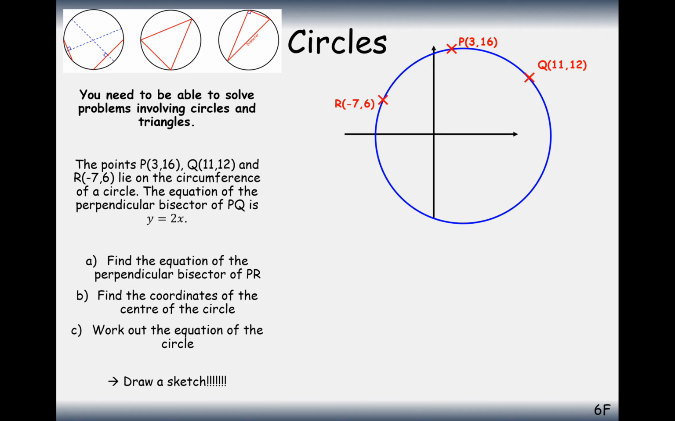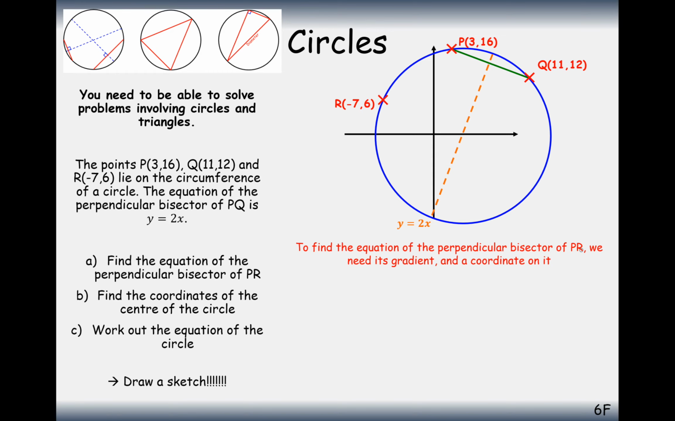So here's the diagram of the circle, and we've already been told that the perpendicular bisector of PQ is y = 2x. Now you can see here that this line here would obviously go through the centre. I'm not too worried about this diagram being exact, just helping me visualise the question.